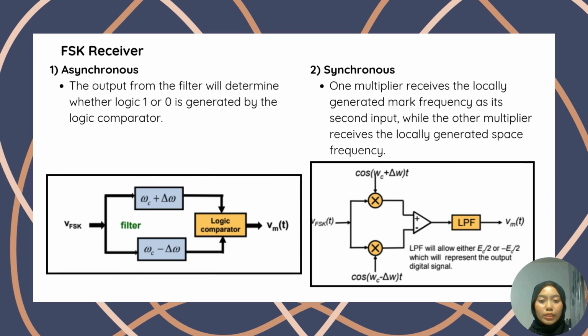To obtain the original signal, we will use an asynchronous detector, where the output from the filter will determine whether logic 1 or 0 is generated by the logic operator. So basically, the filter will tune two different frequencies, which are at omega c plus delta W and omega c minus delta W. Next is by using a synchronous detector, where one multiplier will receive the locally regenerated mark frequency as its second input, while the other multiplier will receive the locally generated space frequency to produce the original signal.